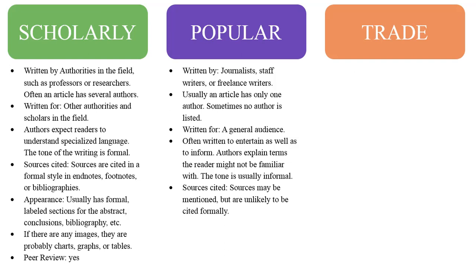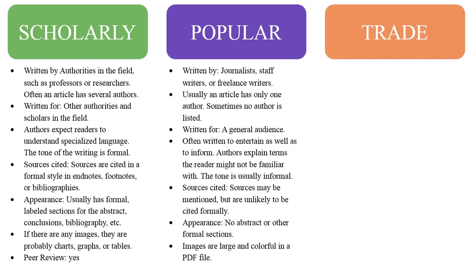Sources may be mentioned, but most likely are not going to be cited in any formal way. If you see a popular article on a blog, there might be a link, but there's probably no formal citation. There's generally no abstract or other formal section. It's just a 500-word article, a 1,000-word article about a specific topic. Images are large and often colorful. Sometimes they're in a PDF.